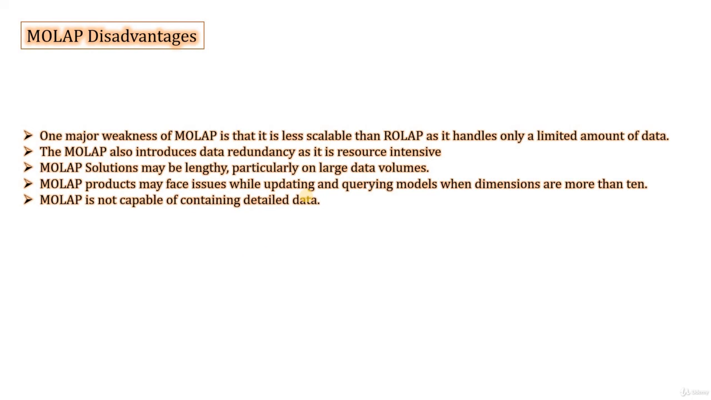Next, MOLAP is not capable of containing detailed data. The storage utilization can be low if the data set is highly scattered. So it can handle only a limited amount of data. Therefore, it is impossible to include a large amount of data in the cube itself. So the storage utilization can be low if the data set is highly scattered.